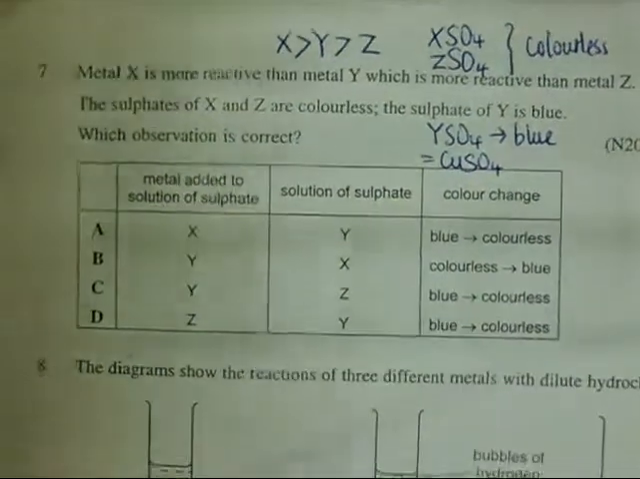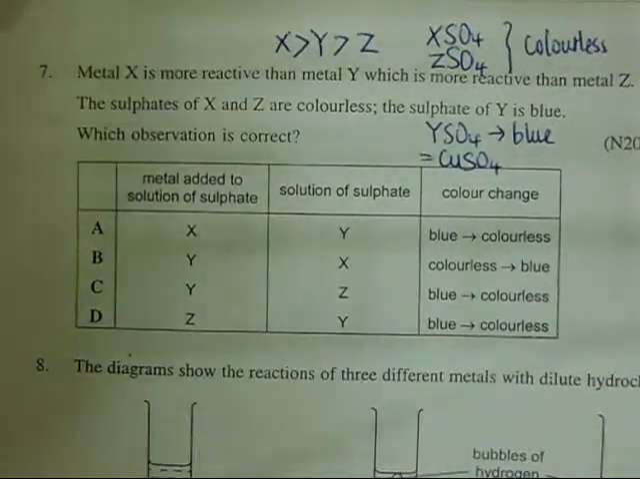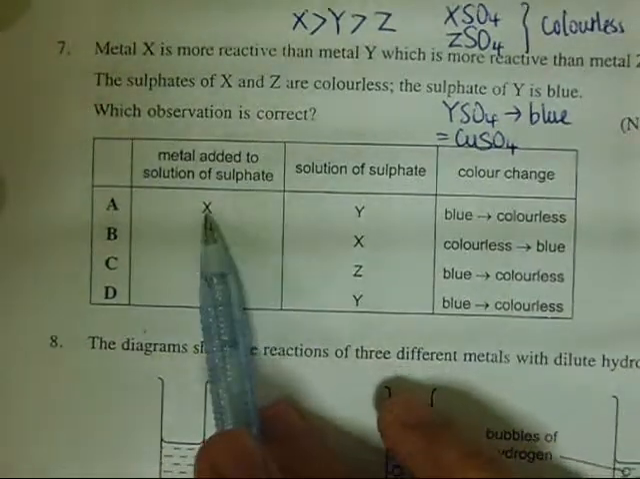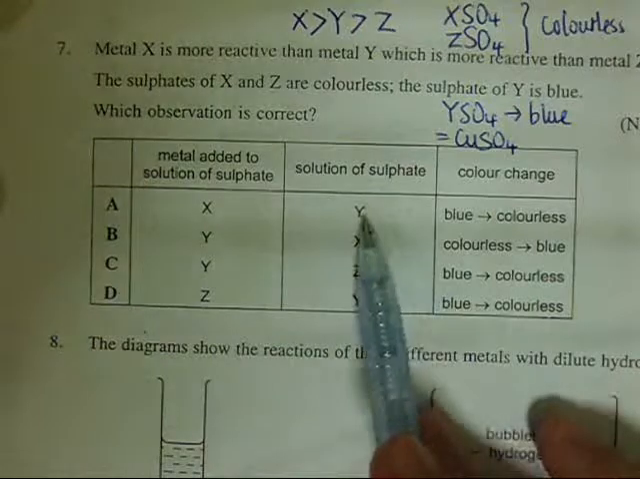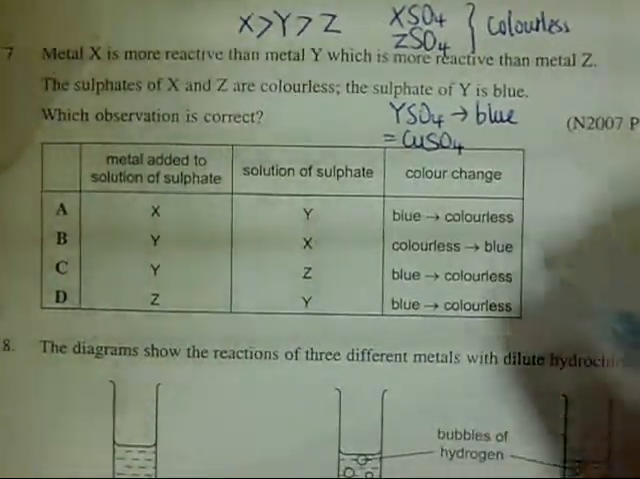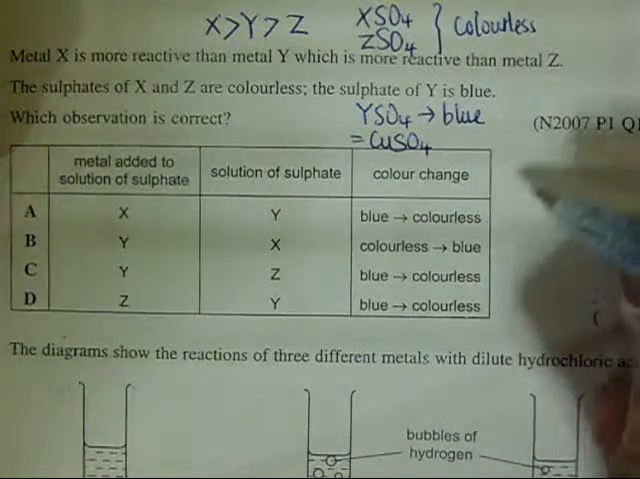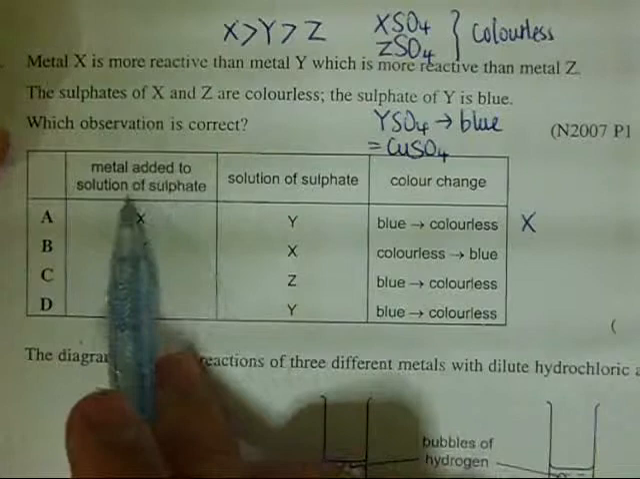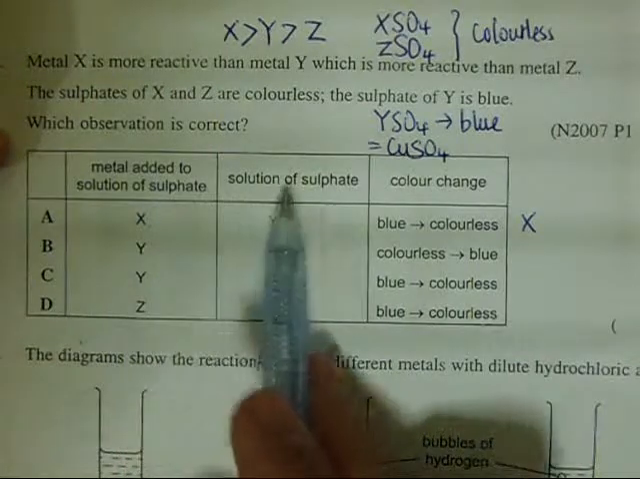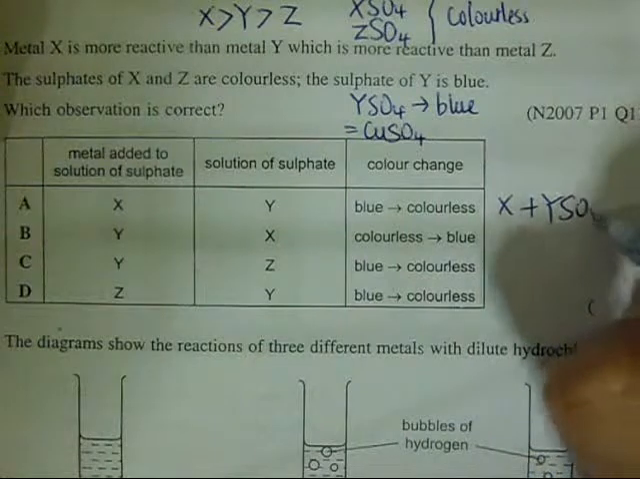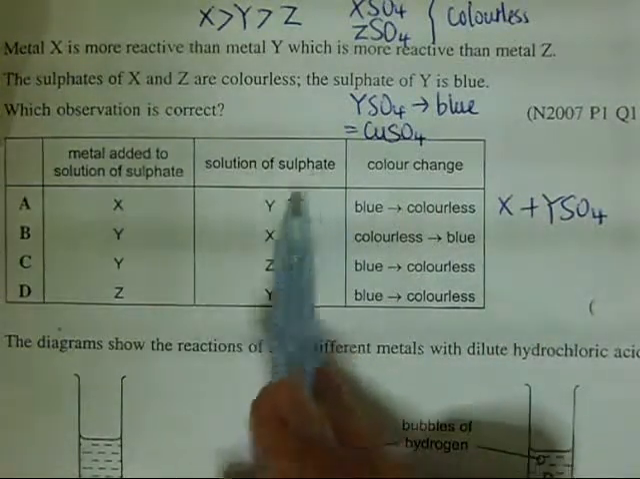So which observation is correct? Metal added to solution of sulfate is X, solution of sulfate is Y. So that means for the first one, X is the metal added to the solution of sulfate. The solution of sulfate is Y. So X plus Y SO4, solution of sulfate Y.